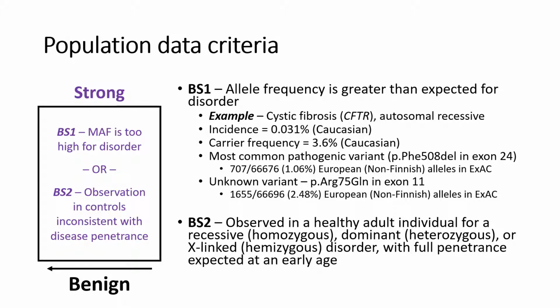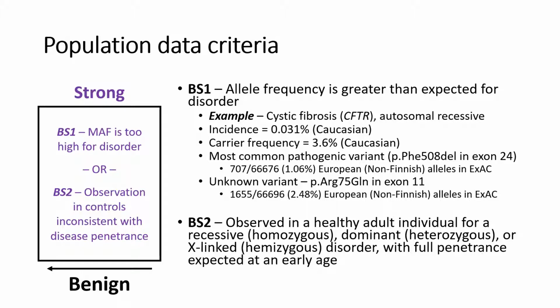Therefore, if you are considering a new variant in CFTR, the gene for cystic fibrosis, that has an allele frequency close to or higher than 1%, it is too common to be a cause of disease. An example of this is a variant at codon 75, a change of arginine to glutamine, which has been seen in 2.5% of Europeans. This provides strong evidence that this variant is benign, because if it was pathogenic, it would be the most common pathogenic variant for CF.